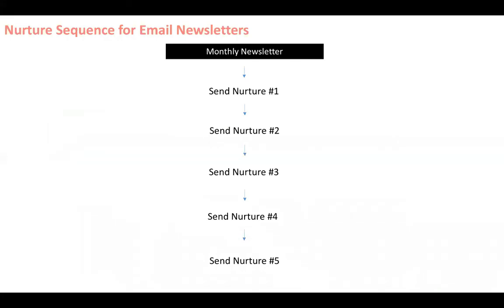Let's use a 5-step nurture. 5 is a number that is not too much, not too little. And the statistics support the use of 5 nurture emails, and I'll explain why as well. So you want to set up a series of nurture emails that are automated, and they follow the newsletter in a particular sequence, in a particular time frame.